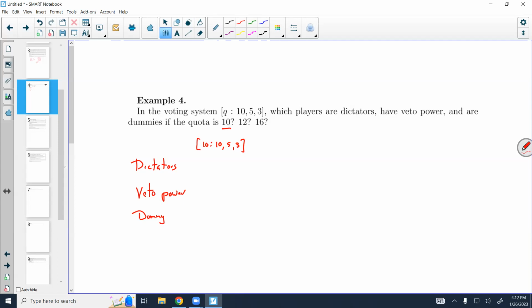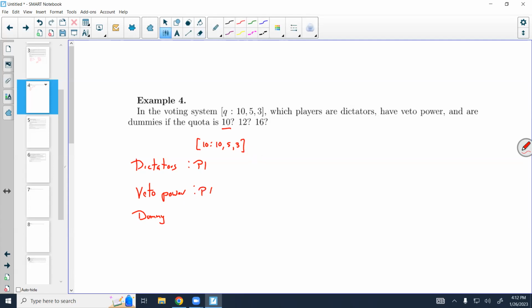Do we have any dictators? Player 1 is a dictator. Anybody have veto power? Essentially, if you have a dictator, you have a veto power. Can it pass without player 1? Now, that may not always be the case as far as dictator and veto power, but if I had another player over here, player 2, well, technically they wouldn't be a dictator either because it can be passed without them.